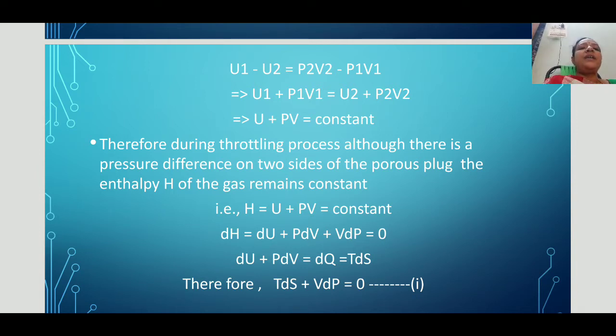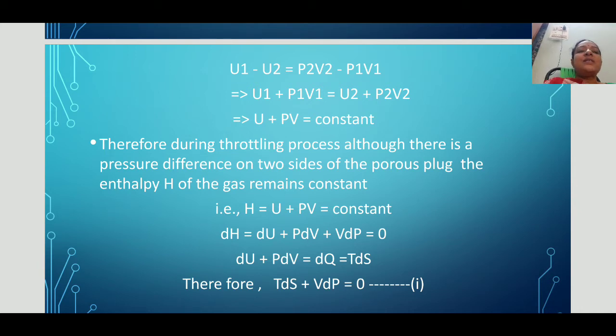On simplifying, we get U1 plus P1 V1 is equal to U2 plus P2 V2. By seeing this equation, we understand that U plus PV is equal to a constant. Even though there is a change in internal energy, the term U plus PV is constant.